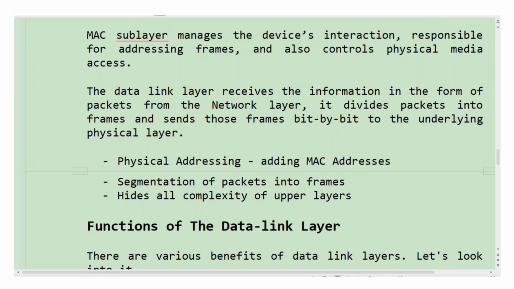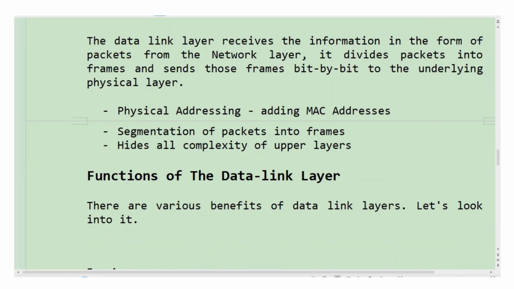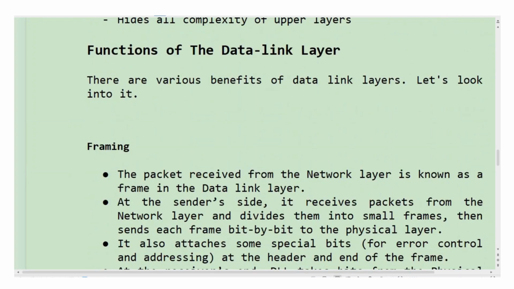Addressing. The data link layer encapsulates the source and destination MAC addresses, the physical address, in the header of each frame to ensure node-to-node delivery. A MAC address is the unique hardware address that is assigned to devices while manufacturing.